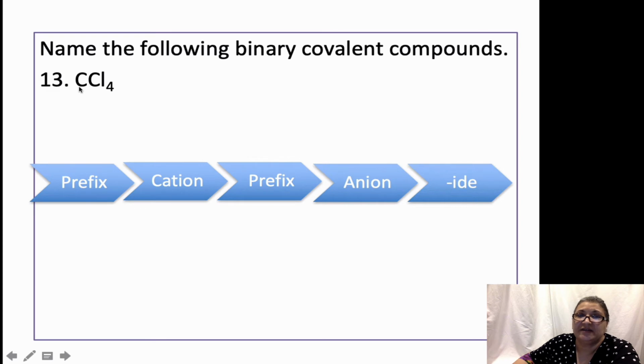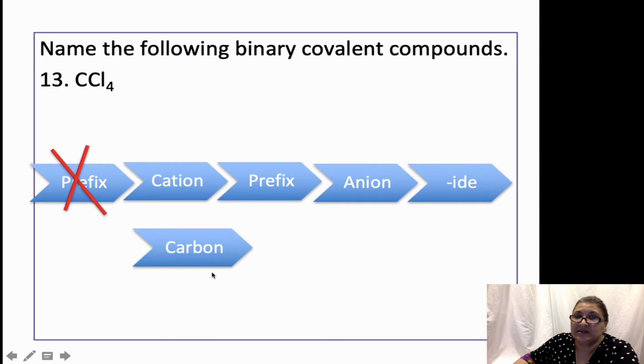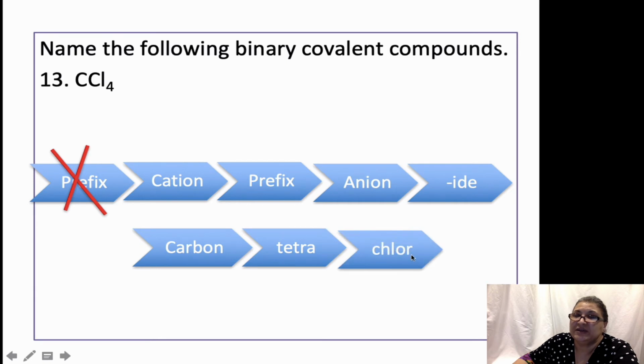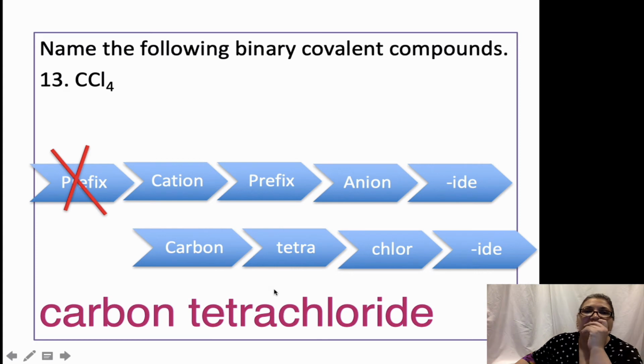If it's binaries, if it's just nonmetal and nonmetal. So first rule is if the first name does not have any numbers next to it, then you cross out the prefix and you name it as is. So it's carbon. And then the prefix of the second, which is tetra, root of the second, which is instead of chlorine, it's chloride. Carbon tetrachloride.